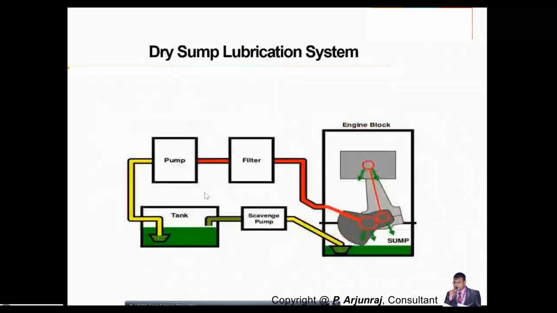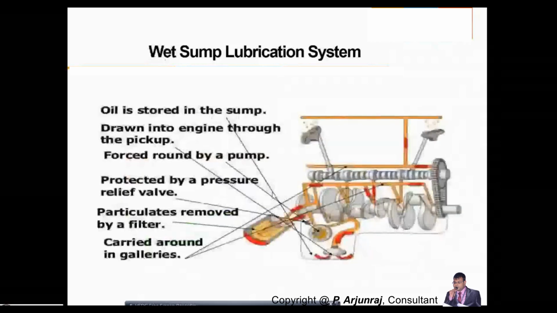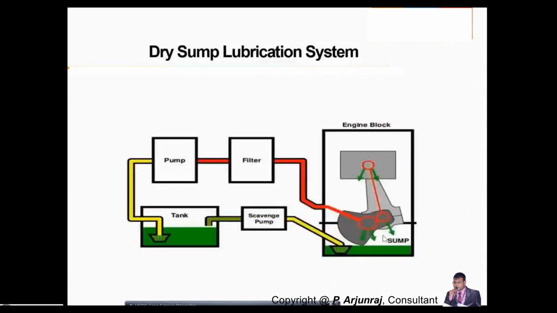You have the dry sump lubrication system. This is wet sump and this is the dry sump. Again, oil is stored in the bottom portion. In the case of dry sump, you have the scavenging pump. Again, you also have one extra small portion called the tank. You need to take the oil with the help of a pump, and again you need to filter it. But mostly we go for this type of wet sump lubrication system in most of the engines we have.